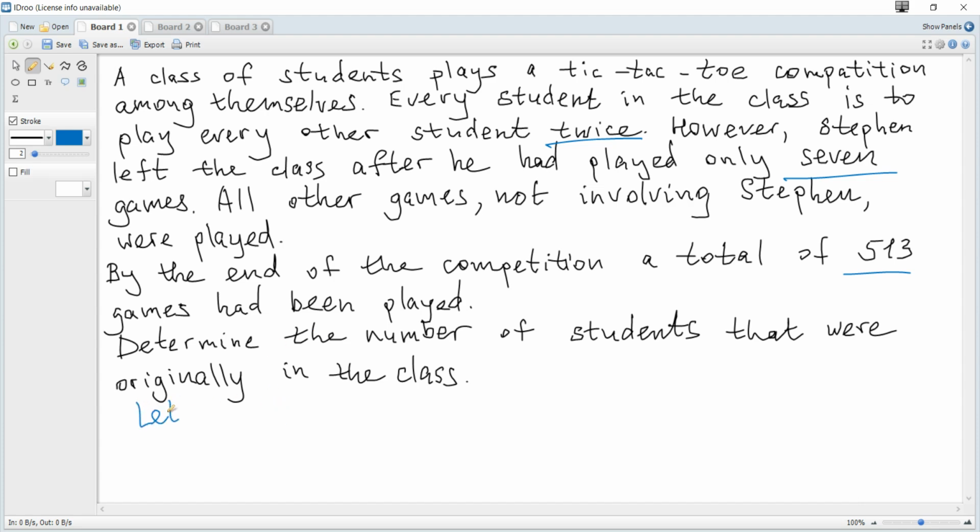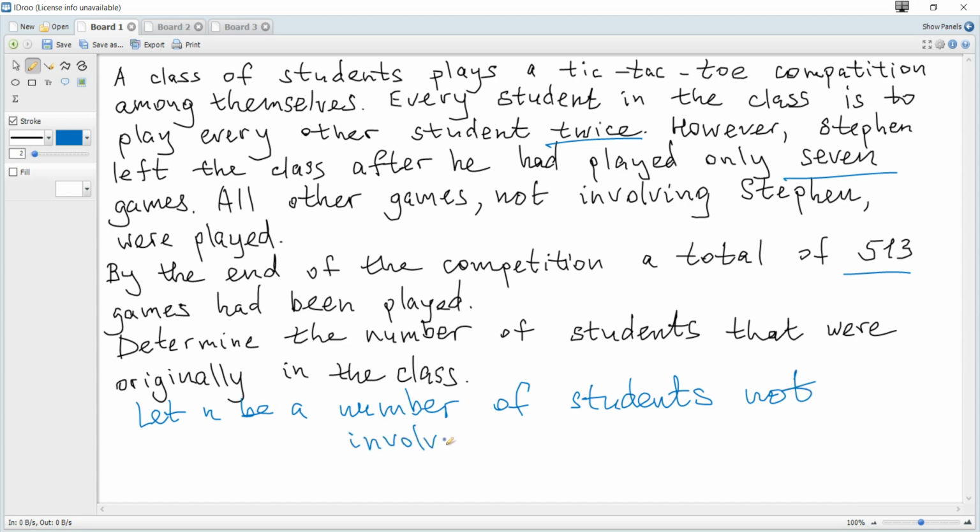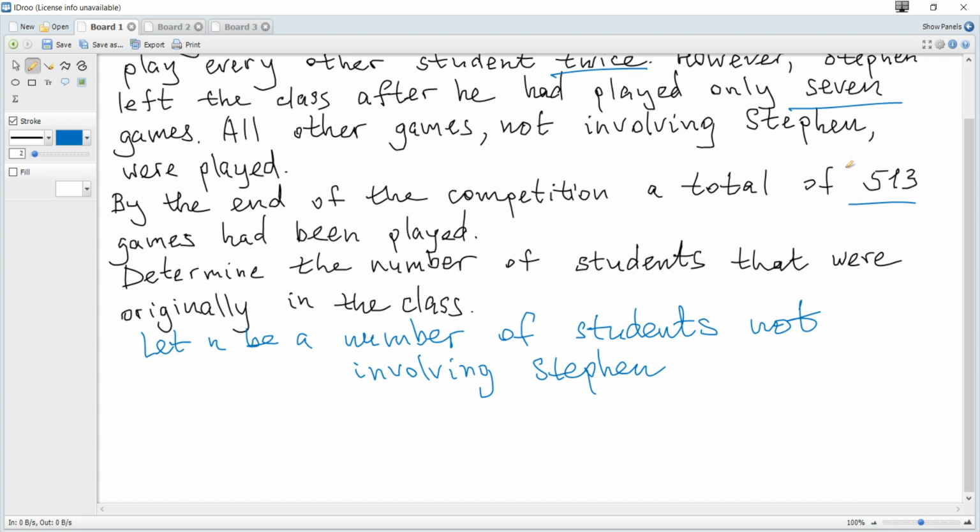So let n be a number of students not involving Stefan. And let's consider what this 513 is. It's 7 played by Stefan plus the total number of games played by all other students.